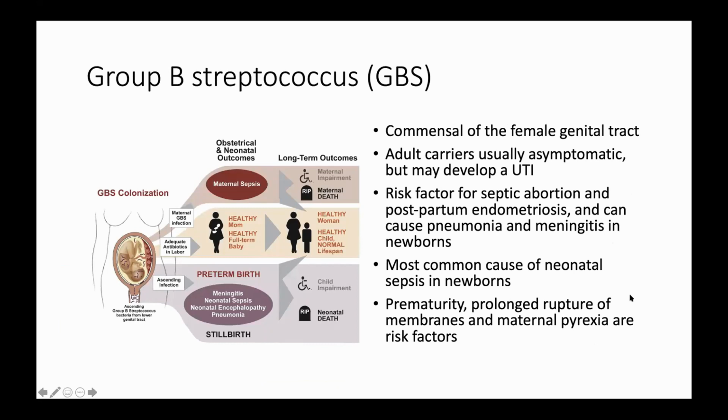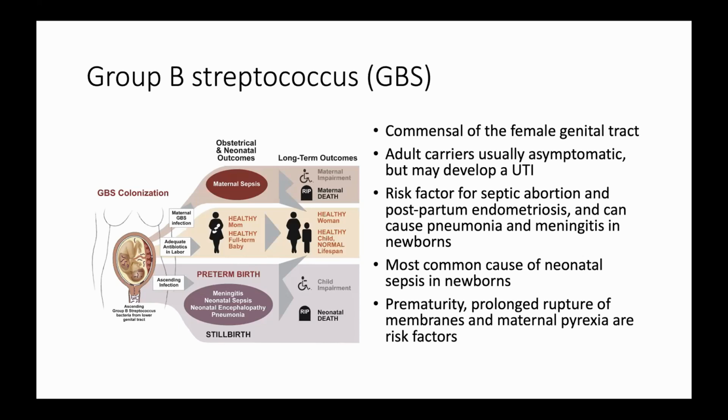Okay, let's go through group B strep. It's very, very common to carry group B strep in the vaginal flora and also in the gut flora. Somewhere between 20 and 40% of women carry group B strep. And as you then can understand, it's most commonly an asymptomatic infection. It can give you symptoms of a UTI.